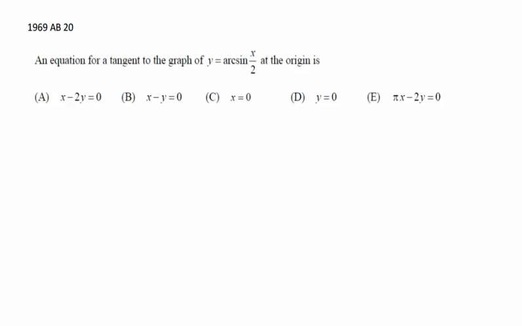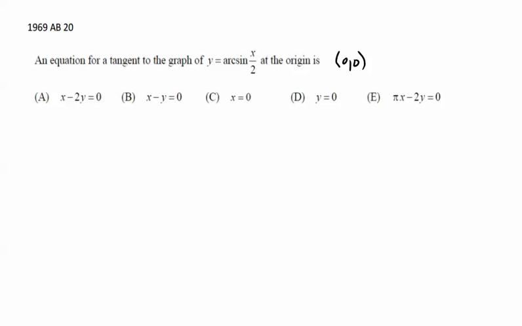In this problem, we're looking for an equation for a tangent to the graph of y equals arcsine of x over 2 at the origin. So we're looking for the equation of a tangent line. This requires that we have a slope and a point. The slope is just going to be the derivative of arcsine of x over 2 at the origin, and our point is going to be the origin, or (0, 0).